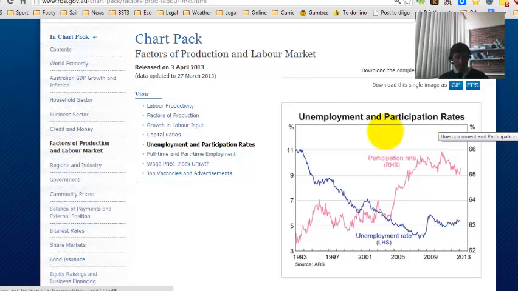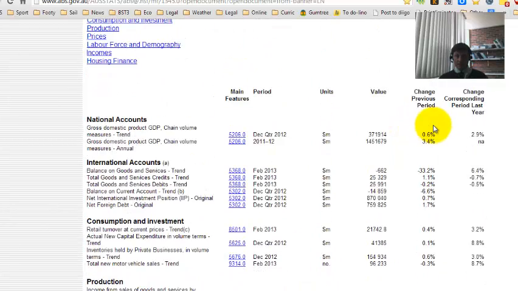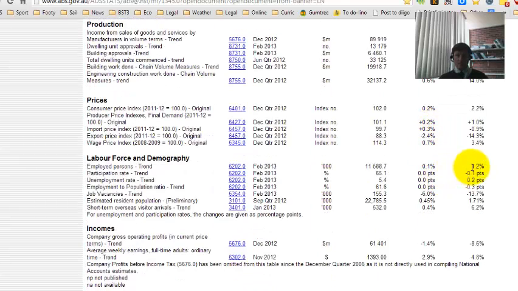Another common place to look for key economic data is the ABS site, the key economic indicators. Looking under the labour force demography section, you can see employed persons. That's how many people are employed. That's 11.588 million people in work in Australia. The 0.01% here represents the change from the previous period, and this is the period change over the last year. So it's gone up by 0.1% in the last 3 months, and in the last year it's gone up by 1.2%, which isn't too bad. The participation rate has barely moved, and the unemployment rate, you can see here, currently is 5.4%. It didn't move last quarter, but it has increased by 0.2% since last year.